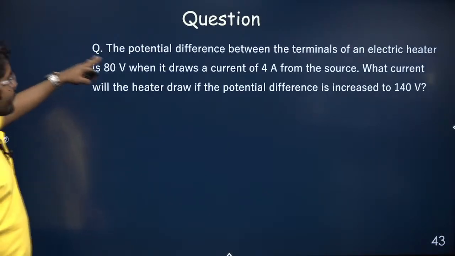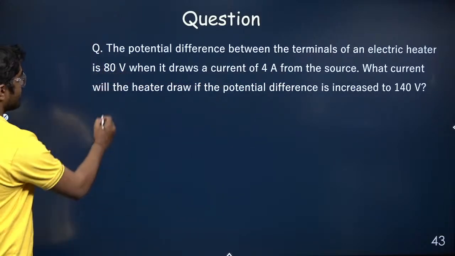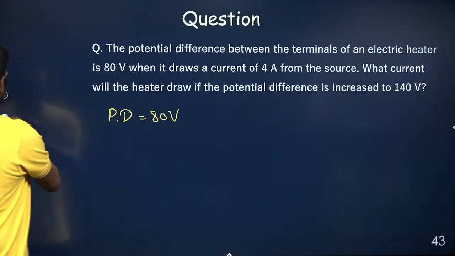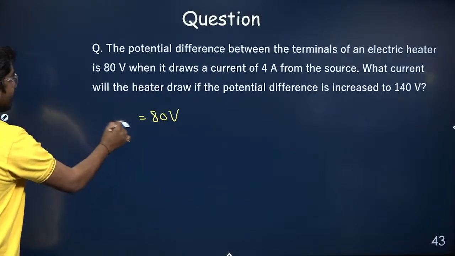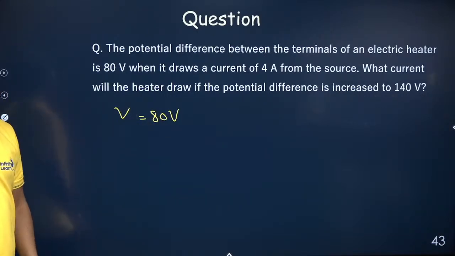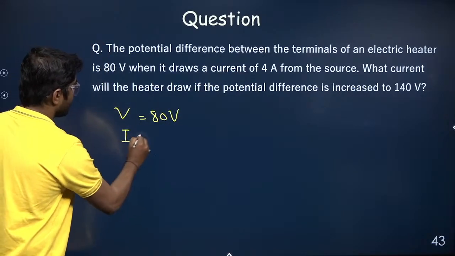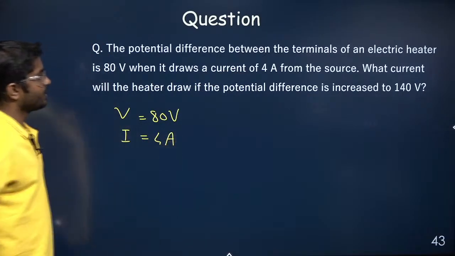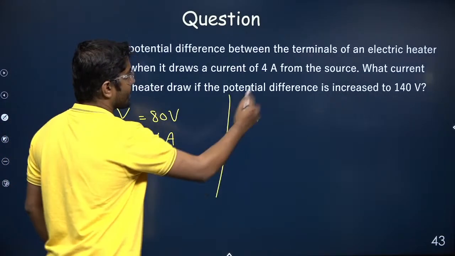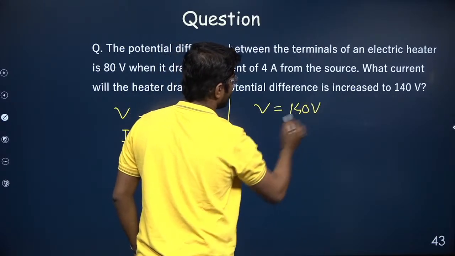So now the potential difference between the terminals of an electric heater is 80 volts. So I'll write here potential difference is 80 volts, or instead of this we'll just write V is 80 volts. We don't have to write potential difference always. So V is 80 volts. Correct? It draws a current of 4 ampere. So what current will the heater draw if the potential difference is increased? So now if you increase V to 140 volt, what is the current?